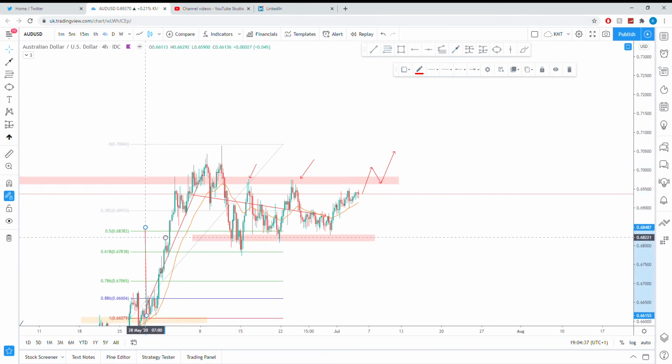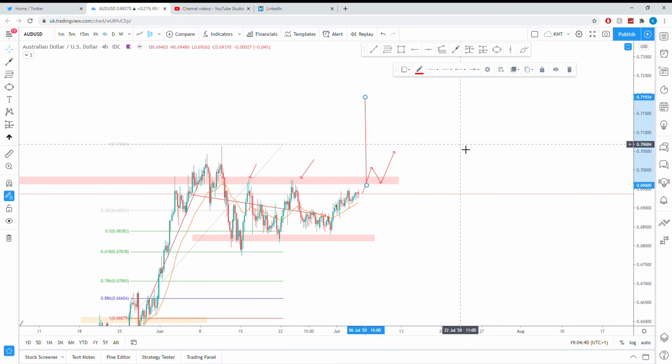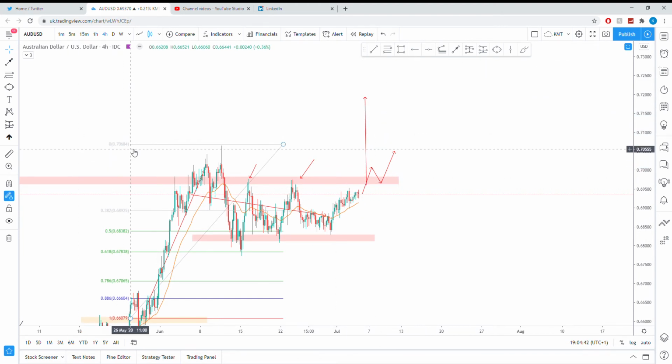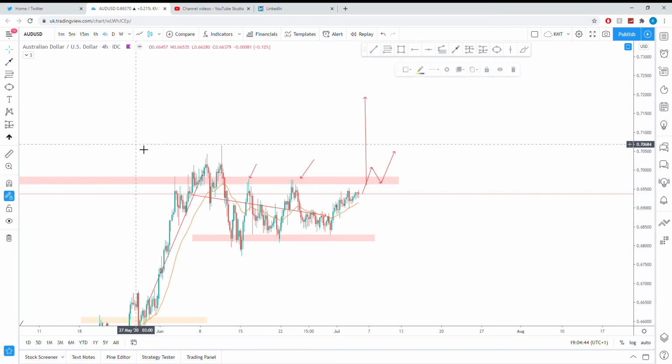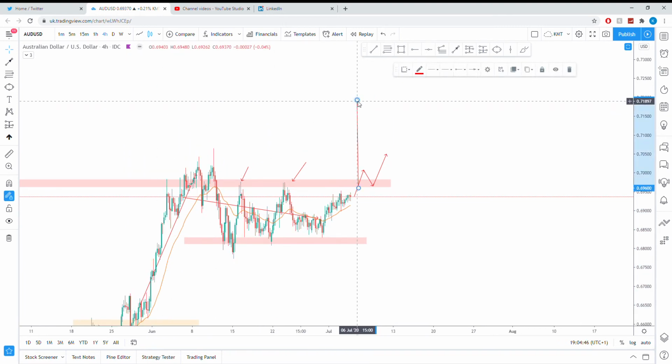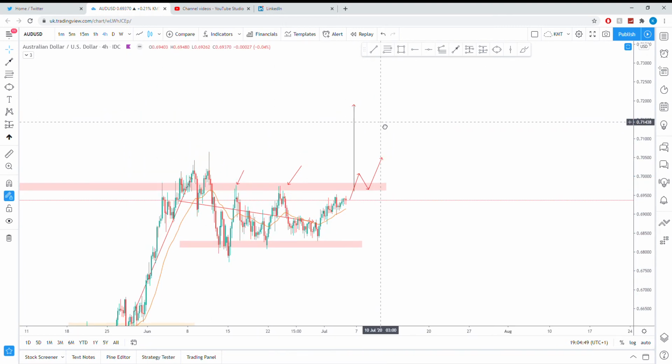So, apply this to the upside. It could be anywhere just under 0.72. So see how that works out. It's quite nice. It's a very simple way to take some profits, or long-term profits essentially.